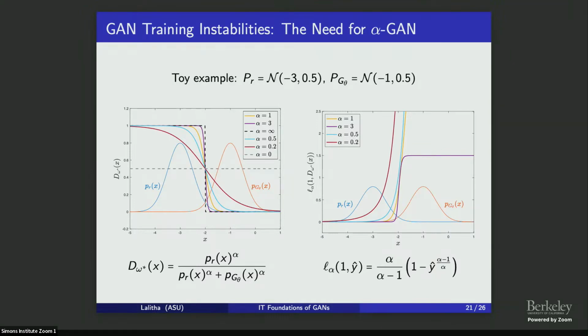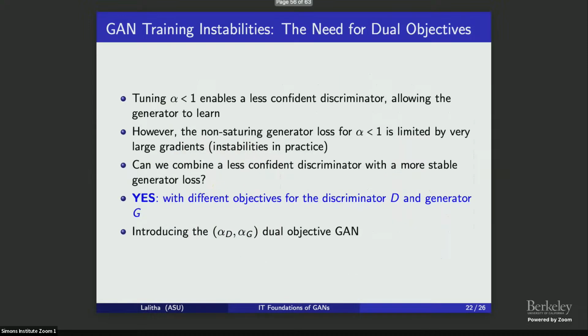What I want you to take away is the following. Making alpha smaller allows the discriminator to be less confident and gives you gradients at the generator's initial points. On the other hand, if I take the non-saturated version of the generator's loss, it can also have a problem of exploding gradients. So can I ask the following question: can I combine a less confident discriminator with a more stable generator loss?